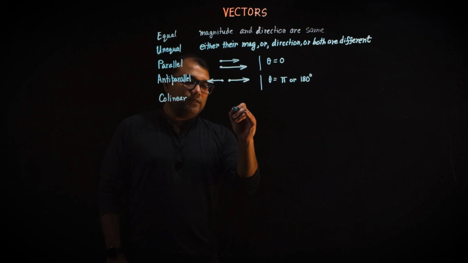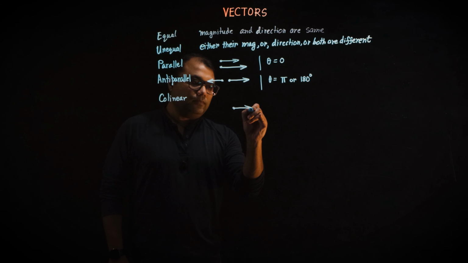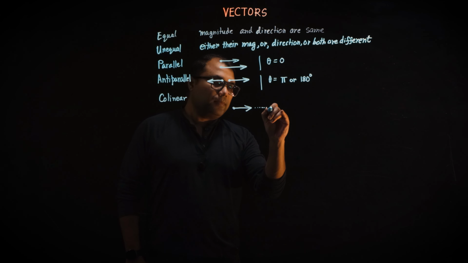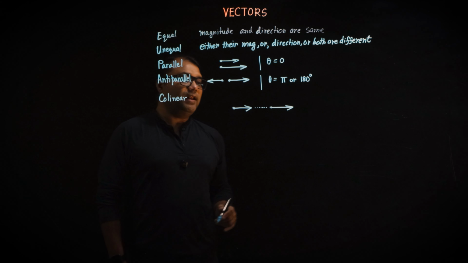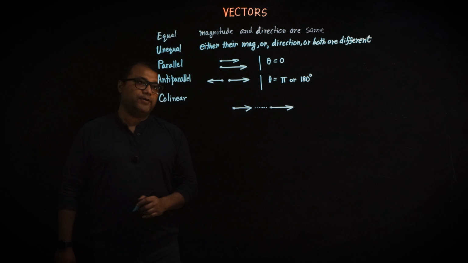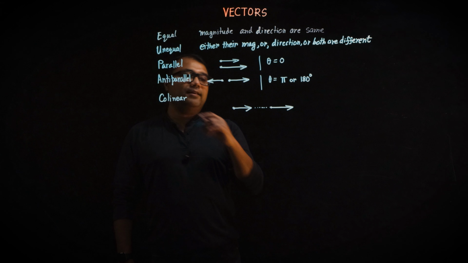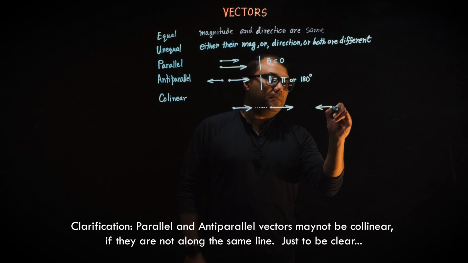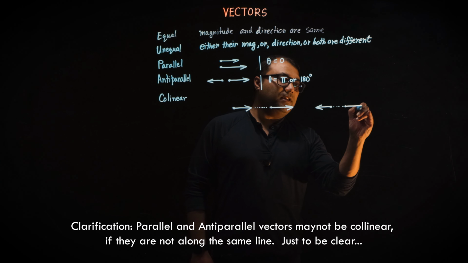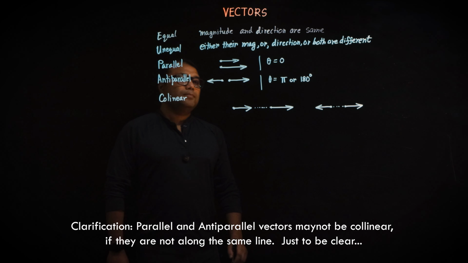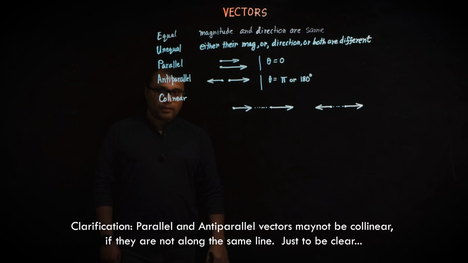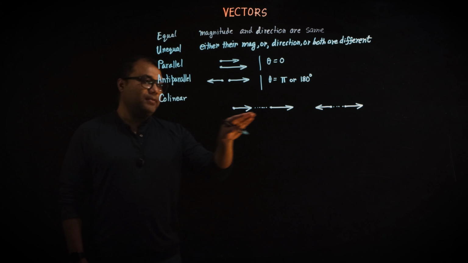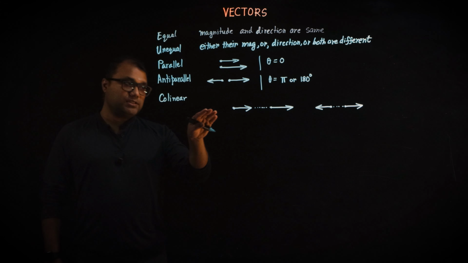So if two vectors are in the same direction or in the same line, then they are collinear vectors. Both parallel and anti-parallel vectors are actually collinear because they are in the same line. Collinear meaning both are in the same line. Okay, not direction, just line.